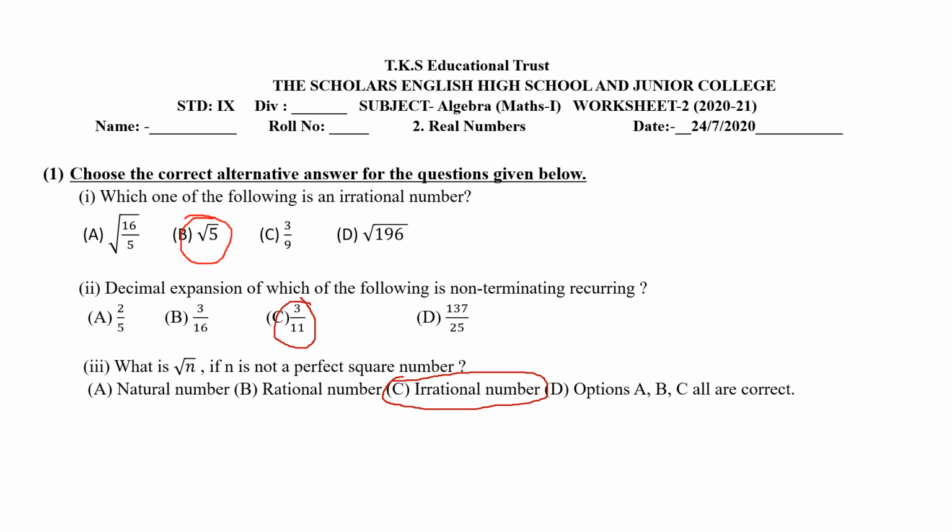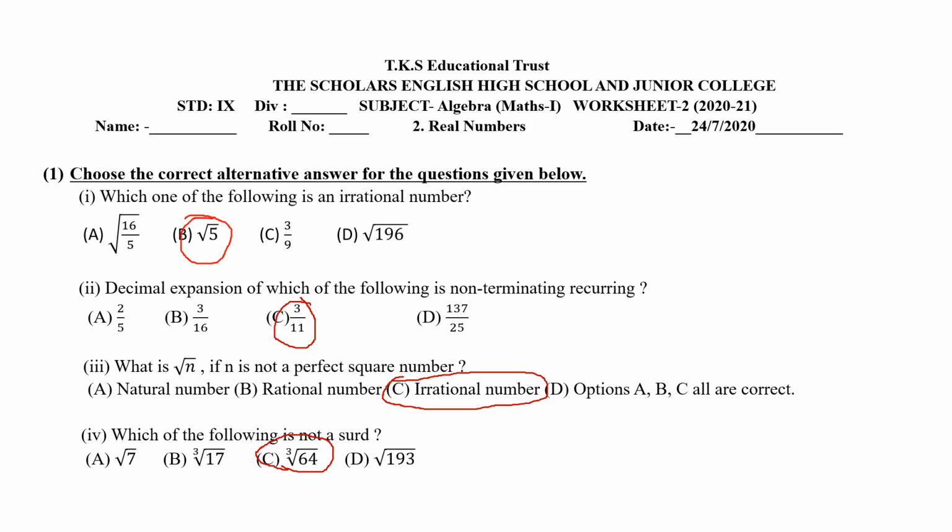Now next, the fourth one, students. Which of the following is not a surd? The options given are: A, under root 7; B, cube root of 17; C, cube root of 64; and D, square root of 193. Which is not a surd? Cube root of 64 is not a surd. So we'll circle option C. It is a perfect cube, na? The answer 4 will come out. So it is not a surd. I hope you have done this MCQ.